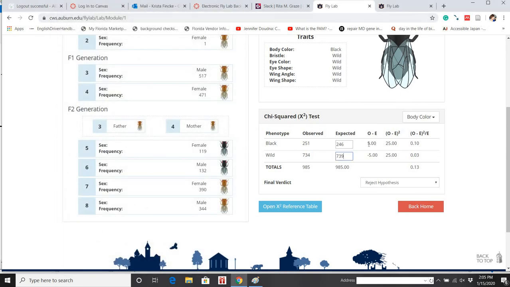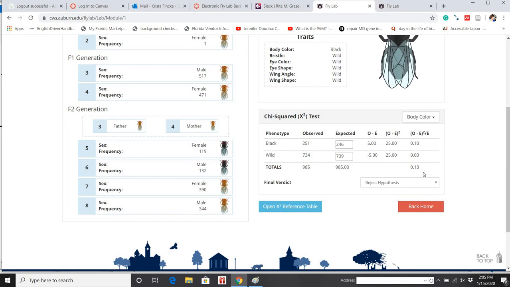Now, you'll notice that the FlyLab basically does the rest of the work for you, right? The observed minus the expected here is 5. Then they square that and give you 25. And then they do this column, the 25, divided by the expected, 246, and you get 0.1. Does the same thing down here for the wild type. So now this is the total, right? This 0.13 is just 0.1 plus 0.03 added up. Now this is your chi-squared value, okay? This is a very important number.